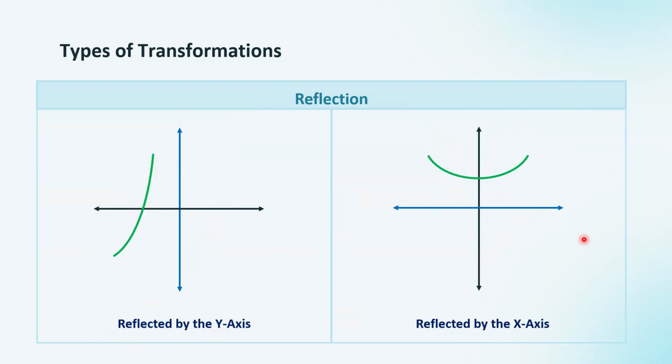Now, let's go to the next type of transformation, which is reflection. This is by far the easiest type of transformation that you will learn. So there are two types. The first one, reflected by the y-axis. You can just imagine that the y-axis will act as a mirror. So if the y-axis acts as a mirror, you can imagine that the transformed function is going to look like this. Pretty simple, right? And now for the second one, reflected by the x-axis, you can imagine that the x-axis acts as a mirror. So that means the transformed function is going to be like this. We're going to see the calculation later on.